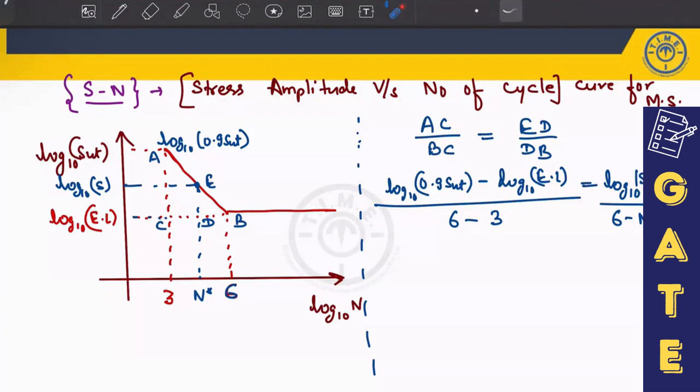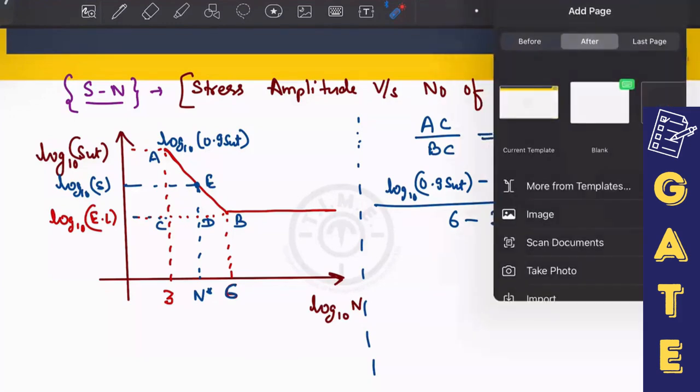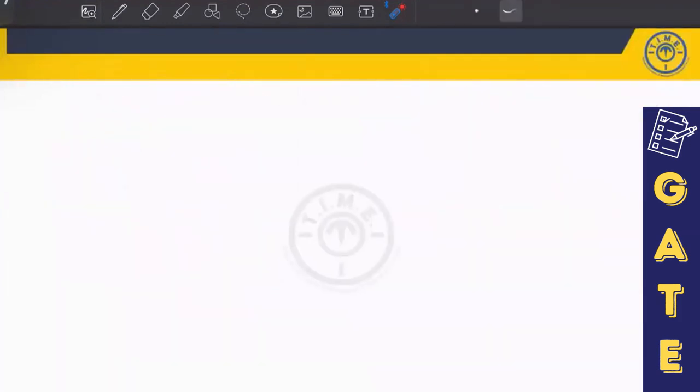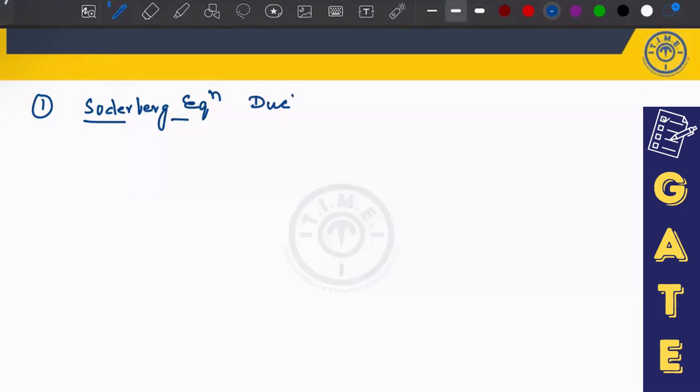Under the static loading, you already know, I have discussed the Guest-Tresca theory as well as the von Mises theory, which is the distortion energy theory. So one question they frame based on this SN diagram, and the second type of problem they frame is based on static design, that means the Soderberg equation, which is used for a ductile material.